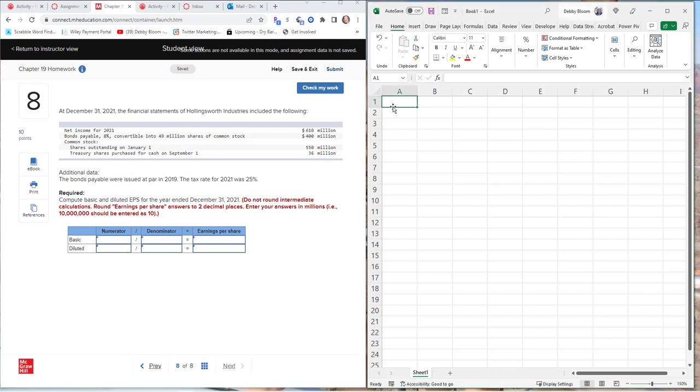So the formula that we're going to need for our basic earnings per share: in the numerator, we're going to take our net income. We're going to subtract any preferred dividends. That is known as the earnings available to common stockholders. And we're going to divide that by the weighted average number of common shares outstanding.